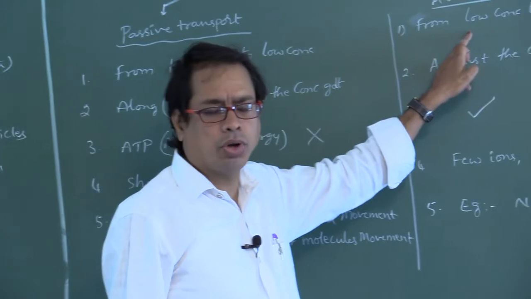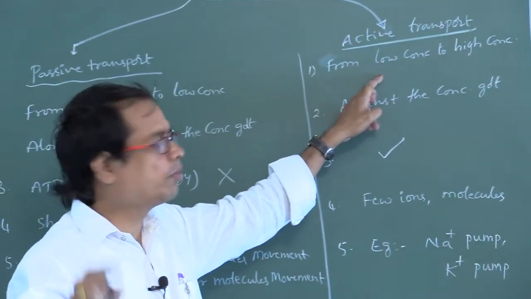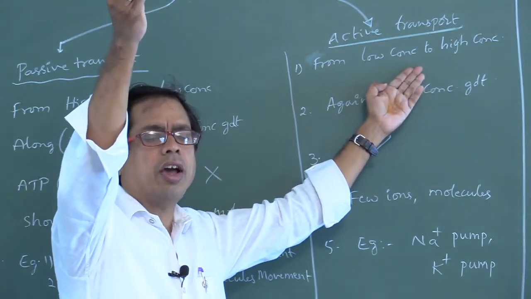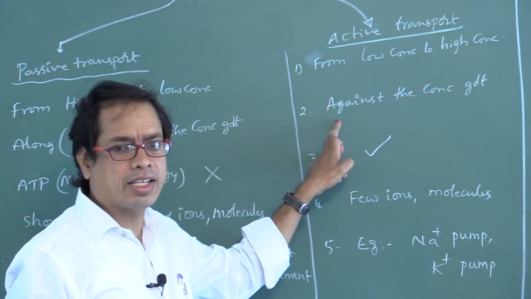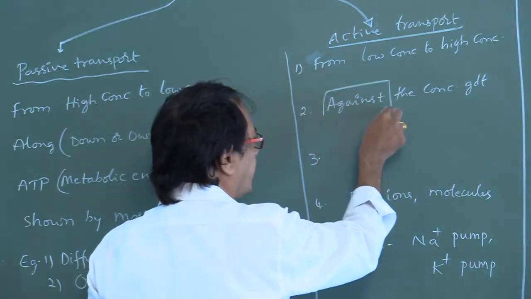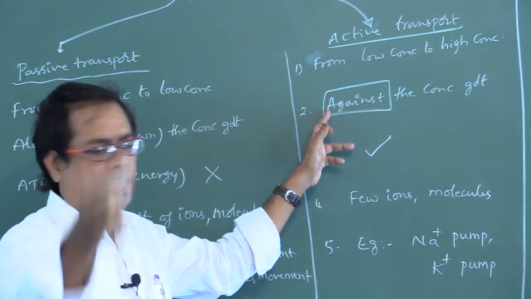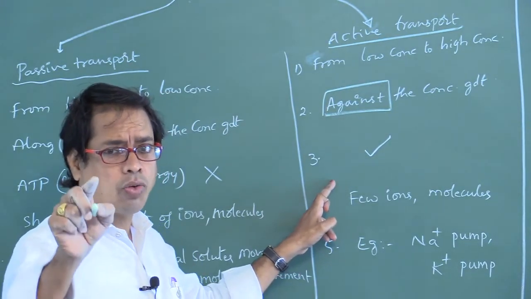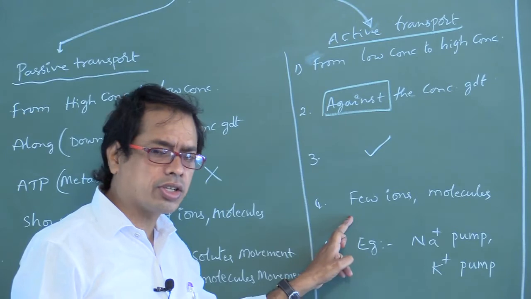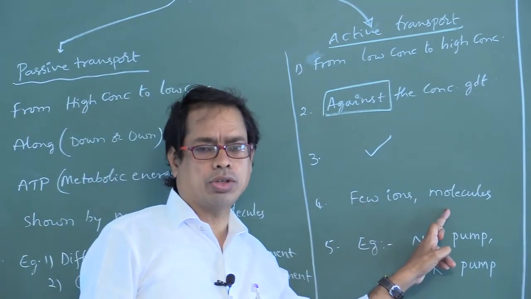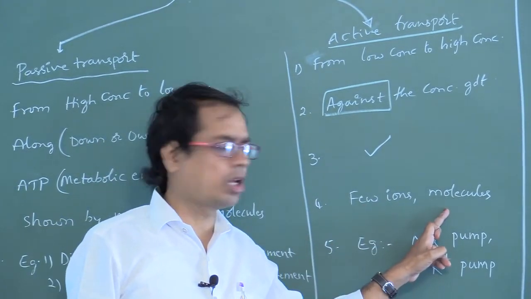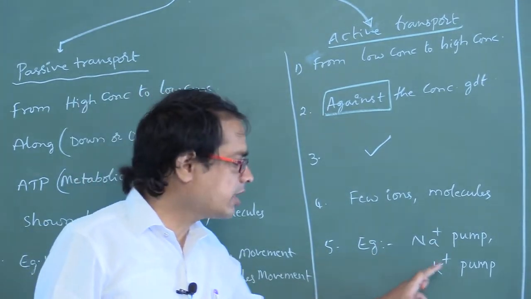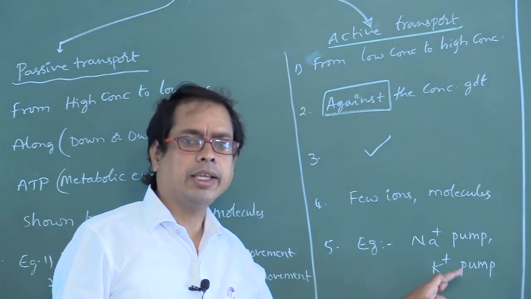Whereas in active transport, movement of molecules occurs from low concentration to high concentration. Low concentration to high concentration. That will be recorded as against concentration gradient. Against concentration gradient, and ATP or metabolic energy is required, and it's shown by few ions and few molecules. Examples are the Na plus pump and K plus pump.